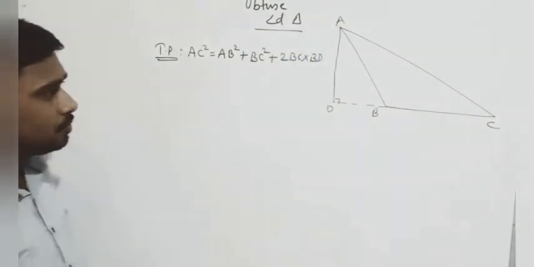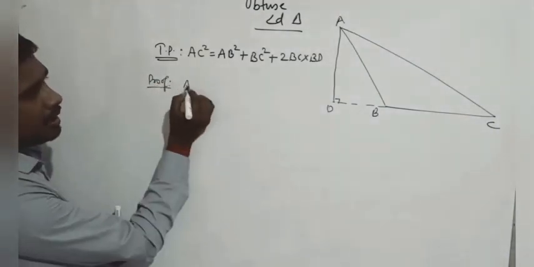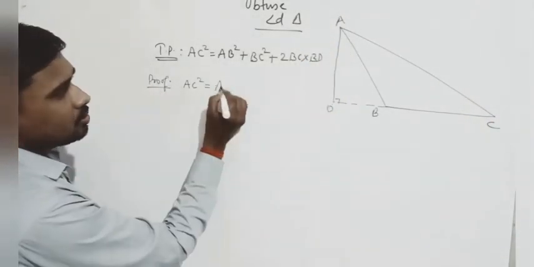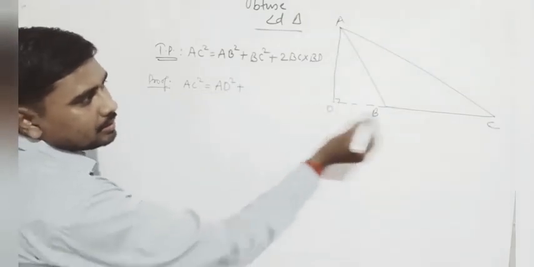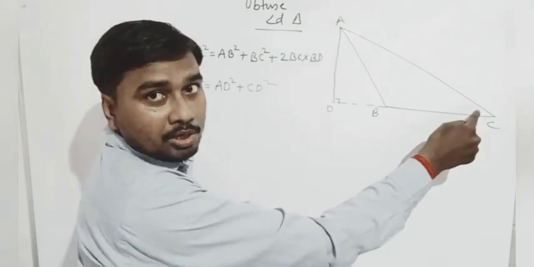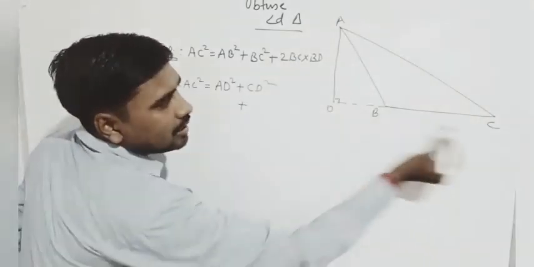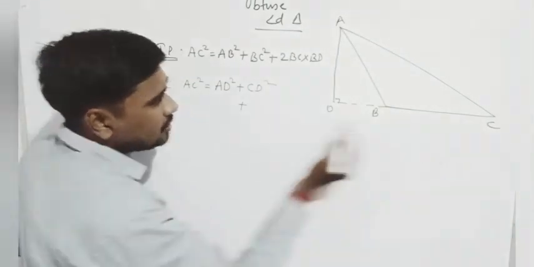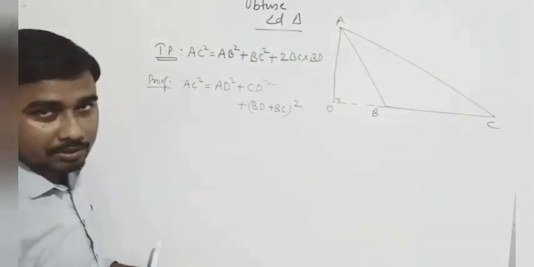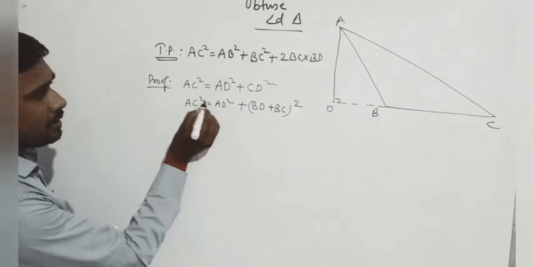So how will we prove it? The first thing, again we will use the same concept. AC square is equal to AD square plus CD square. Now we will break CD: BD plus BC. It will be BD plus BC whole square. Now it is AD square, and this is AC square.